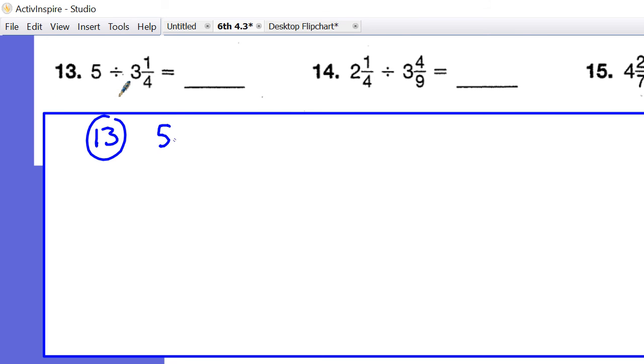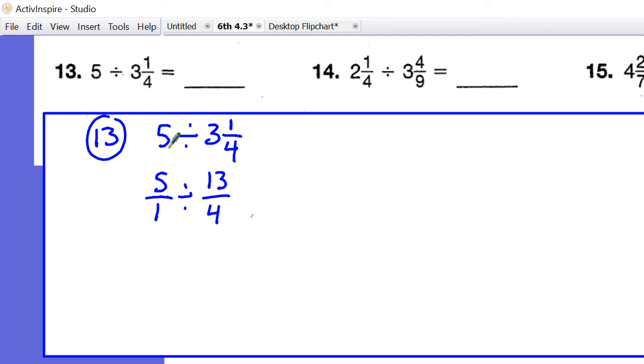So number 13 is 5 divided by 3 1/4. This one looks a little different than some of the previous problems because we have a whole number. So we just have to remember what the first step is. The first step is we need to convert everything to an improper fraction. 5 as an improper fraction is simply 5 over 1. And then 3 1/4 is 3 times 4 is 12 plus 1 is 13. It's 13/4. So the first step is to rewrite as improper fractions.